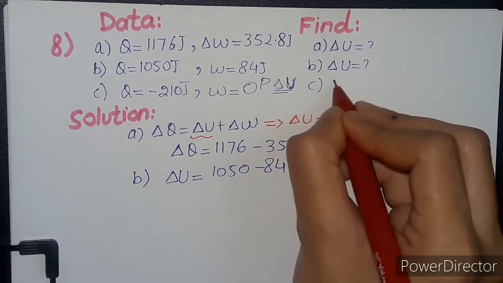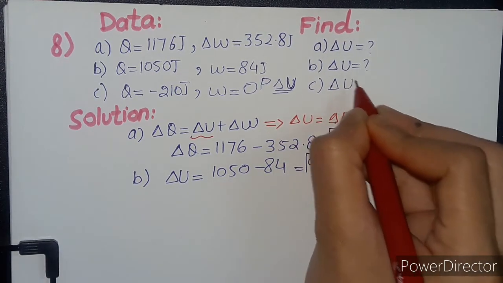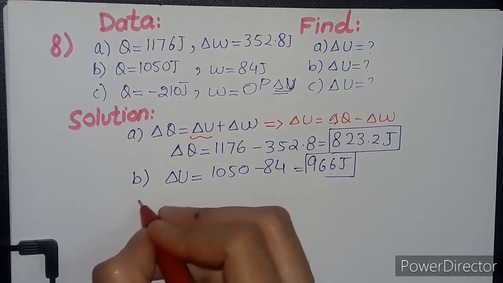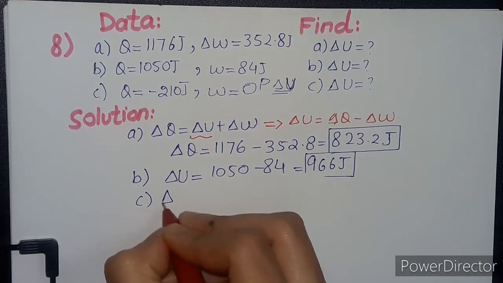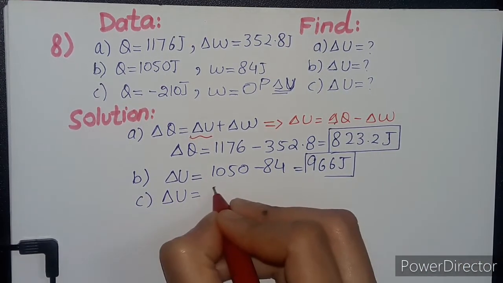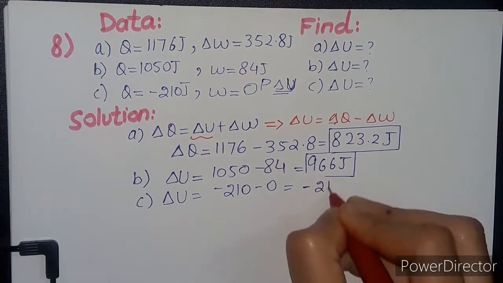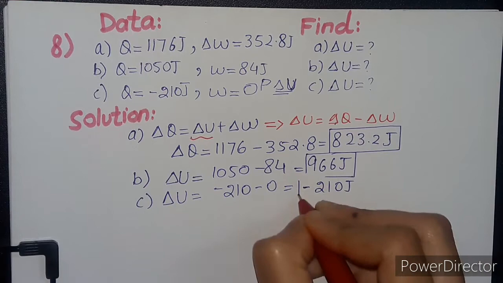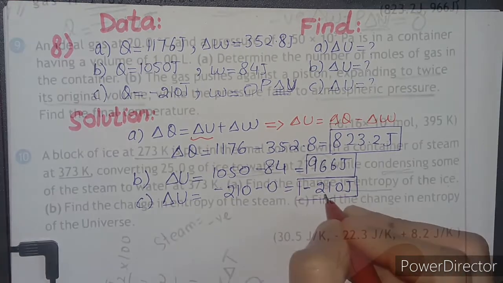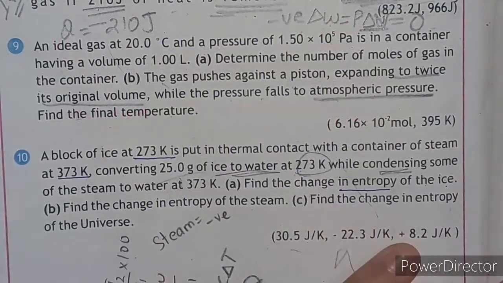Then we have to find the change in internal energy. So for the C part we are given del U is equal to minus 10 minus 0, which is minus 10 joule. So this is the answer for the C part. Moving towards problem number 9.